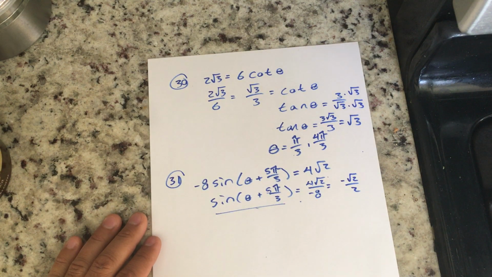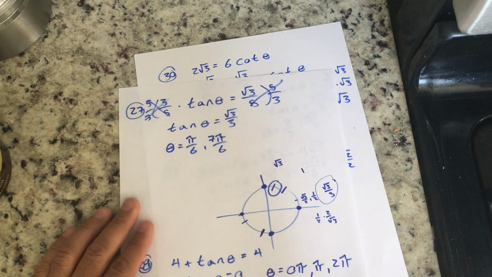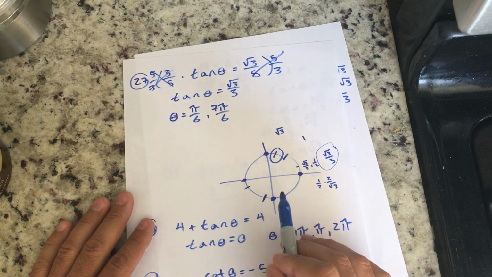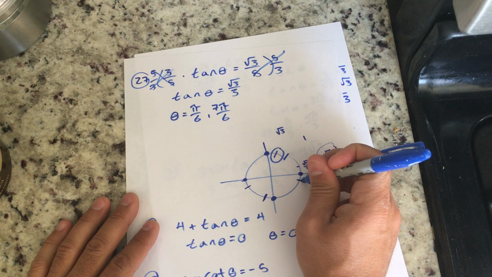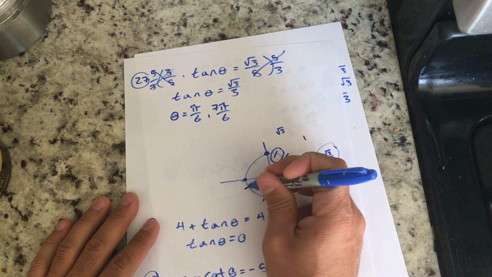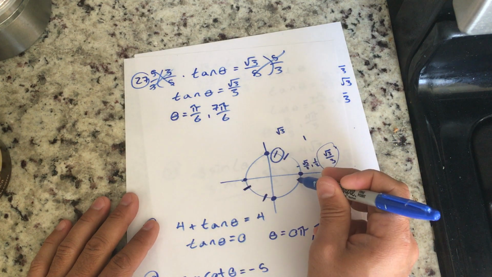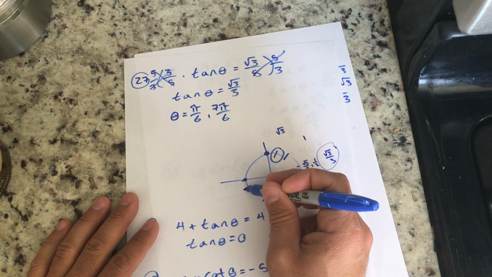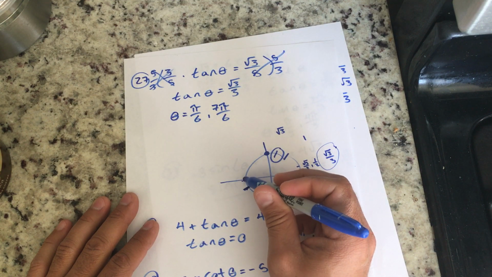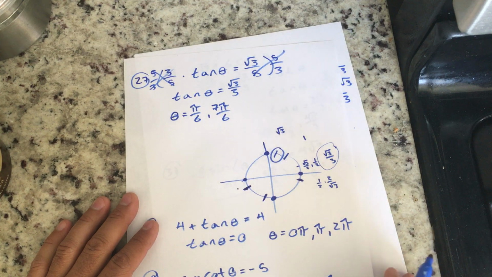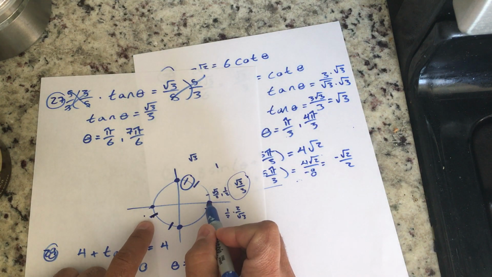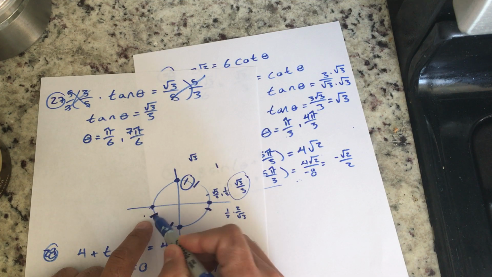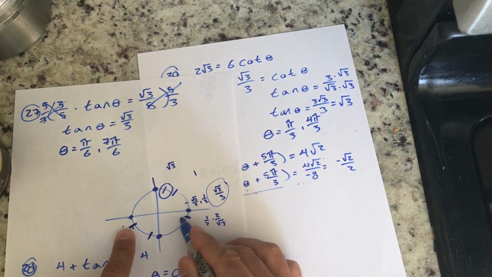So I'm going to look at my unit circle again. I know that my unit circle is horribly drawn, but hopefully you have one. So where is the sine negative square root of 2 over 2? It's going to be right here, and it's going to be right here. This one is 7 pi over 6. Is that right? Yeah, that's 7 pi over 6, and that's 11 pi over 6.